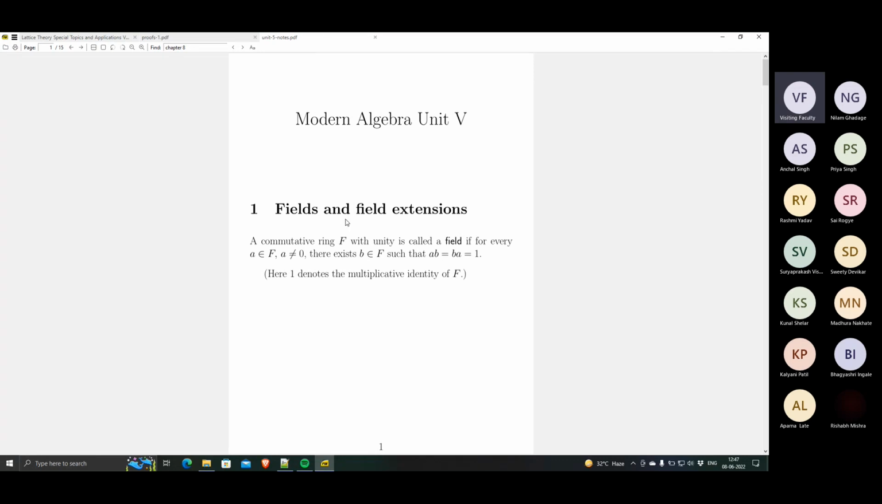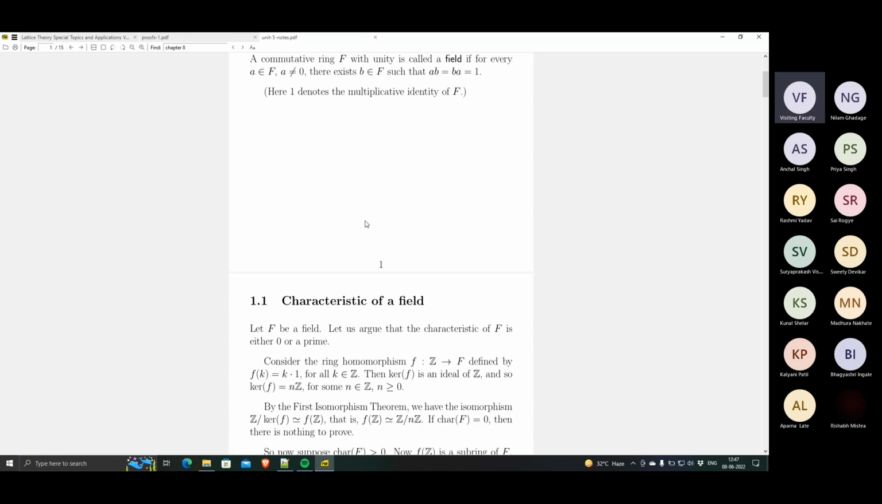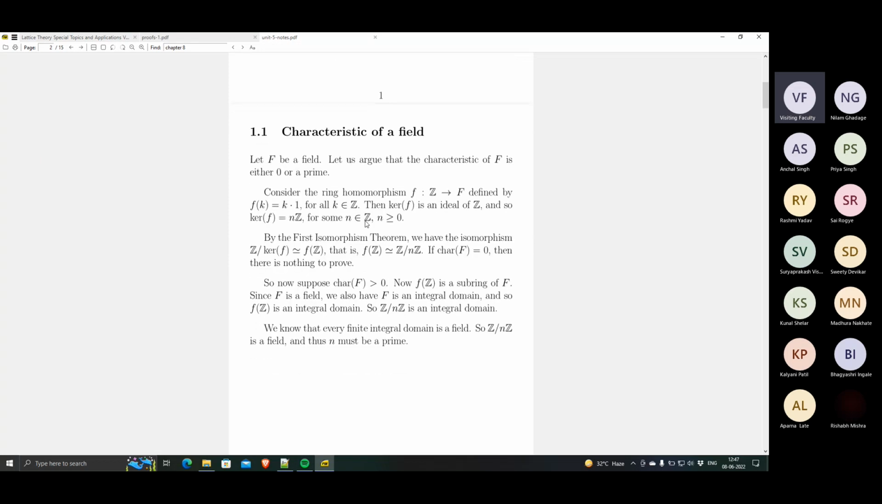So let us start. This unit is about fields and field extensions. So what is a field? Any commutative ring F with unity is called a field if for every non-zero element A, there is an element B such that AB equals BA equals 1, right? So multiplicative inverses exist. This is just a quick recap of what we discussed last time. And 1 will always denote the multiplicative identity, just like 0 will always denote the additive identity.